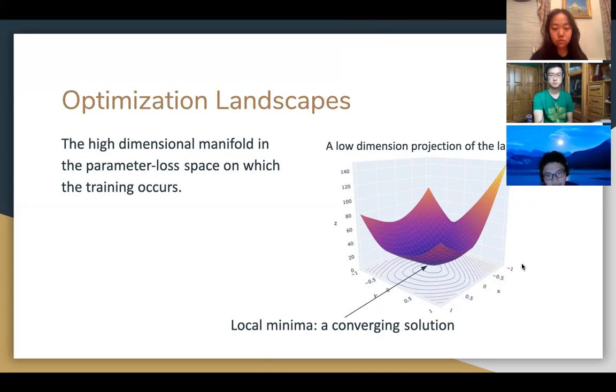And this plot basically is, the higher the z-axis is, the higher the training loss, which is just a higher error.